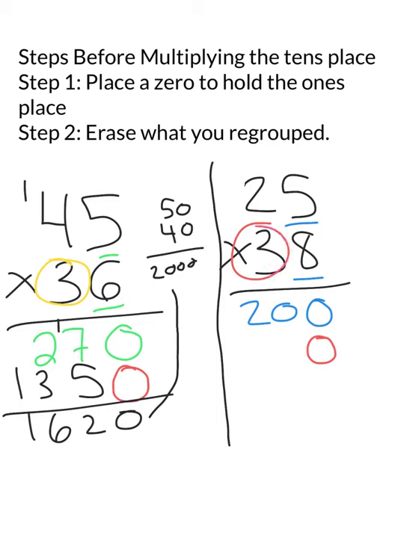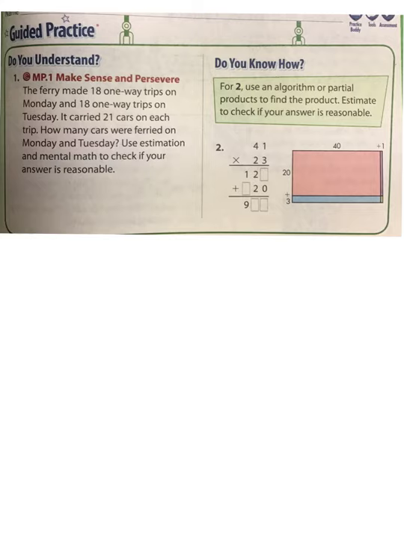We have a 3 in our tens place. 3 times 5 is 15. Put down your 5, regroup your 1. 3 times 2 is 6, plus 1 is 7. Add them together, and you should get 950.